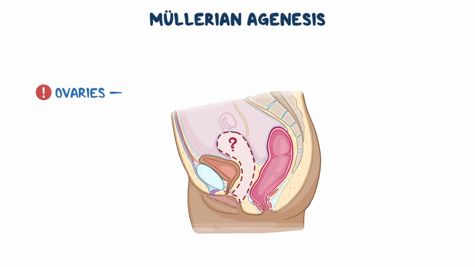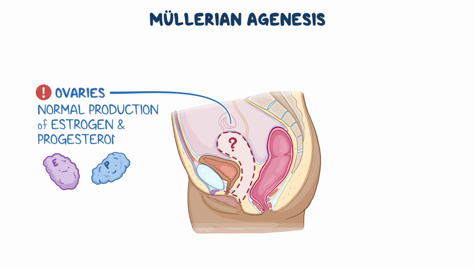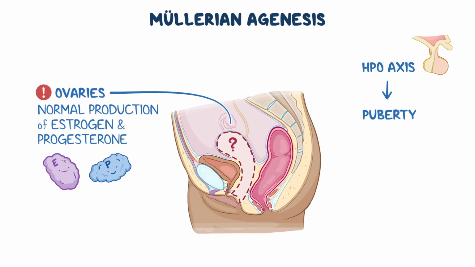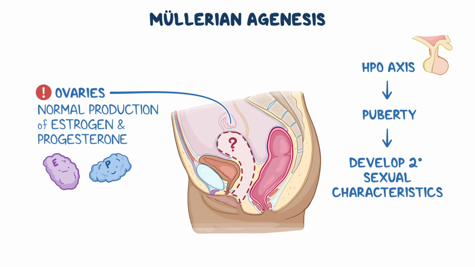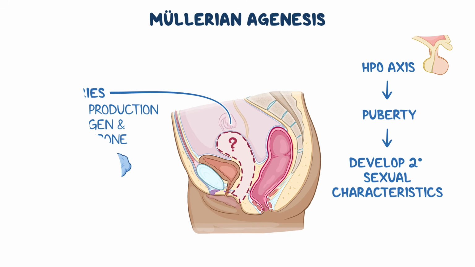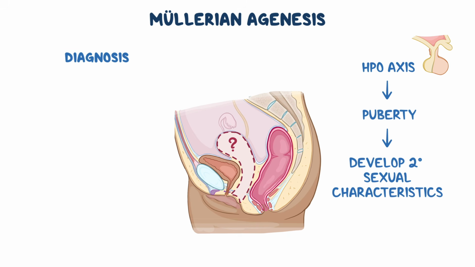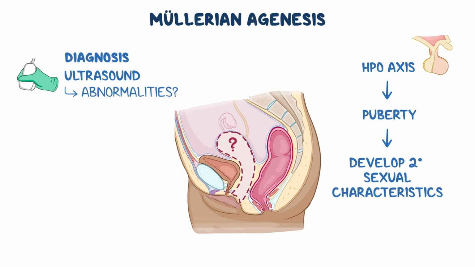Remember, the ovaries develop independently of the Müllerian ducts, so these individuals have normal production of estrogen and progesterone. As a result, their hypothalamic pituitary ovarian axis works normally, so they go through puberty and develop secondary sexual characteristics like anyone else. For diagnosis, order an abdominal ultrasound to identify any structural abnormalities of the reproductive system, since surgical treatment is often necessary to address these issues.